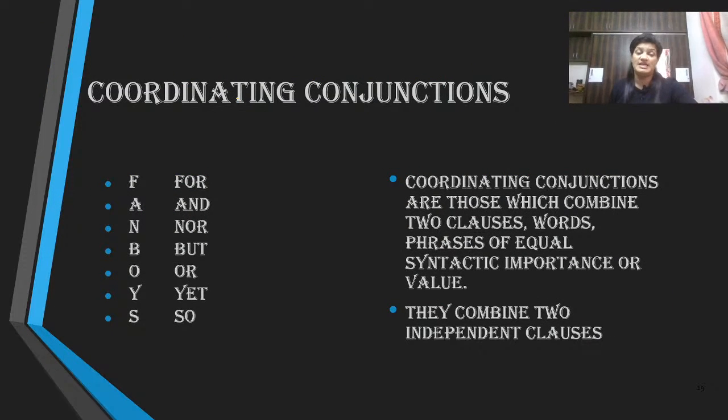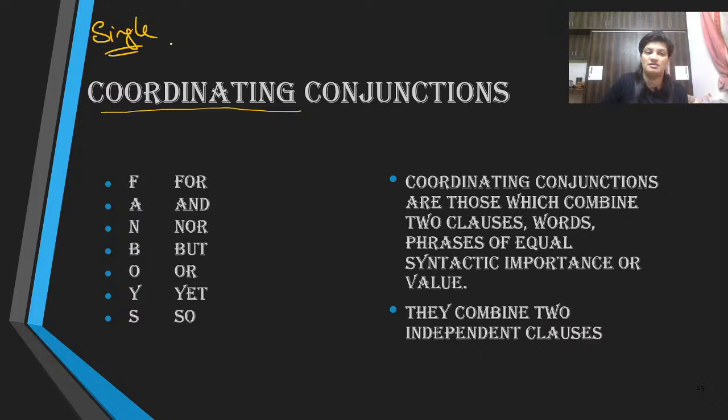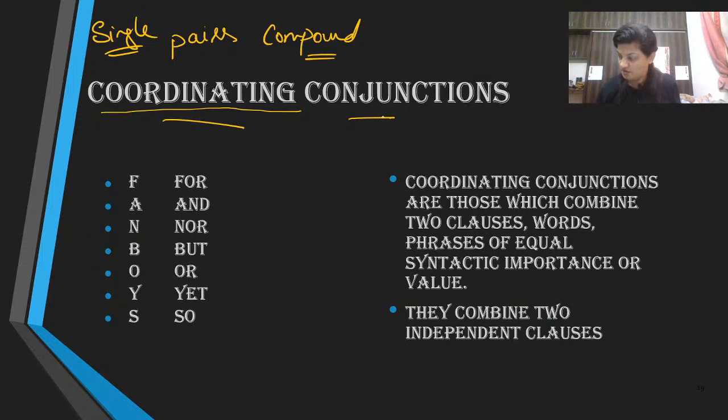Okay, all right, cool. Now let us go further and try to understand what coordinating conjunctions are. What we discussed so far are single conjunctions, pairs and compound conjunctions, which were divided based on their structure. Now what we are going to learn is coordinating conjunctions, and we will understand what they are first and how they look, and later I will take you further.